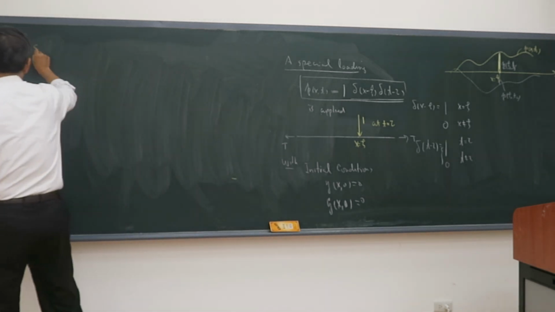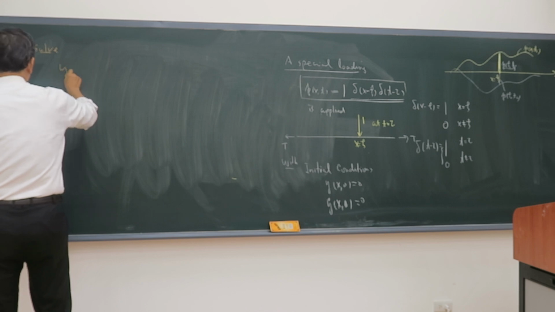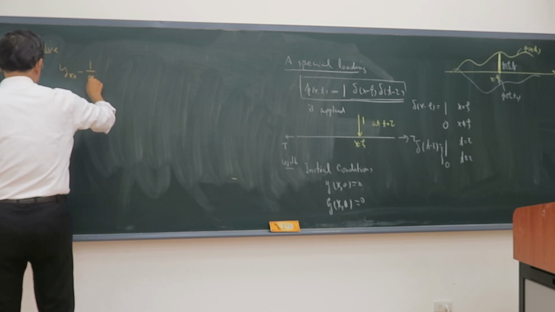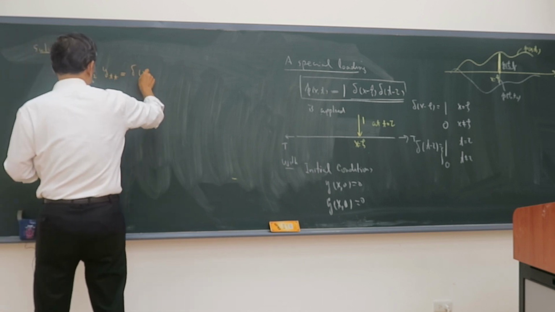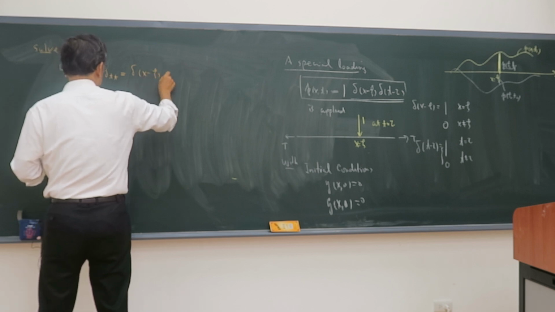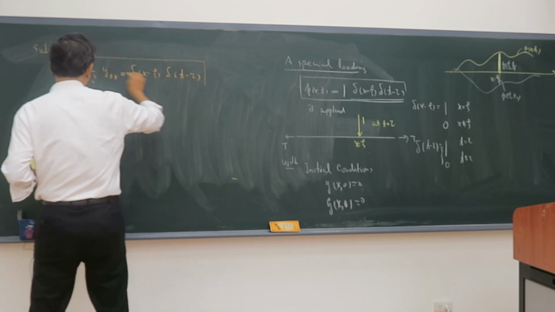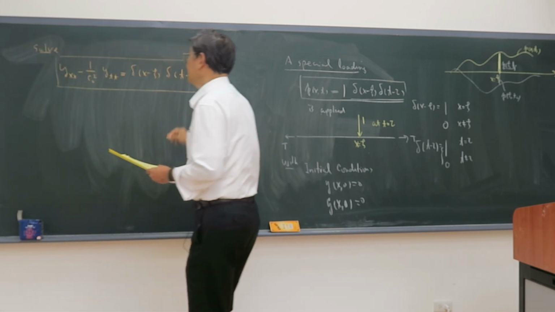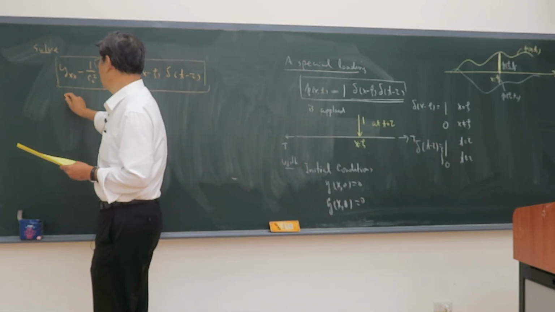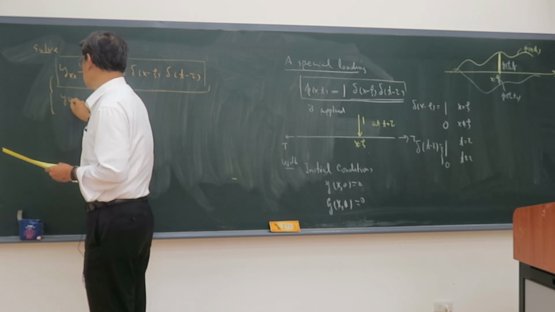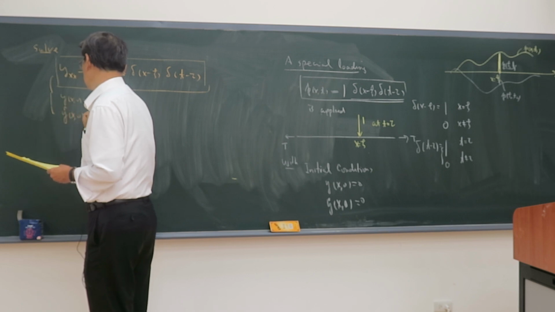Let's solve the equation y_xx minus 1 over c0 squared y_tt equals delta of x minus c times delta of t minus tau. So let's solve this problem, with initial conditions y(x,0) equal to 0 and y velocity at t=0 equal to 0.